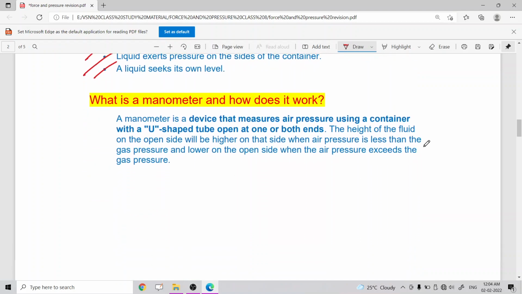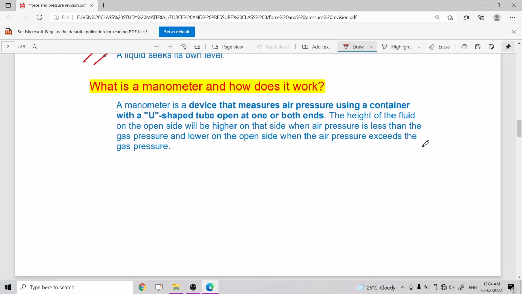Now, to measure pressure we use an instrument, that is a manometer. A manometer is a device that measures pressure using a container with a U-shaped tube, with one end or both ends open. Sometimes you take a U-shaped tube with one end open, and sometimes a U-shaped tube with both ends open.